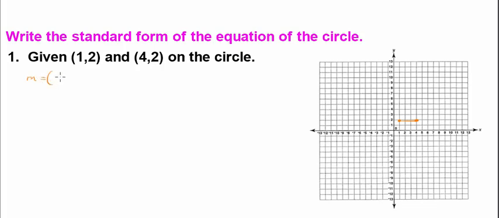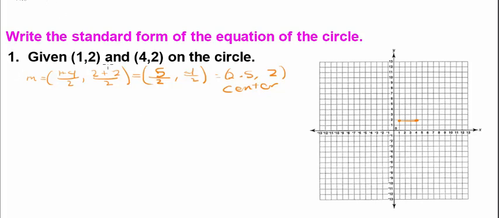All right, remember the midpoint is the sum of the x values divided by 2 and the sum of the y values divided by 2. And when we get that, we get 5 over 2 and 4 over 2, which is equal to, and I'm going to convert this to decimal form, 2.5, comma, 2. All right, the next thing we need, and again, that was the center we just found, the next thing we need is the radius.